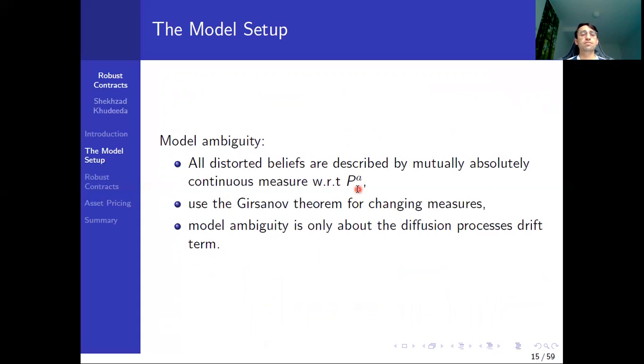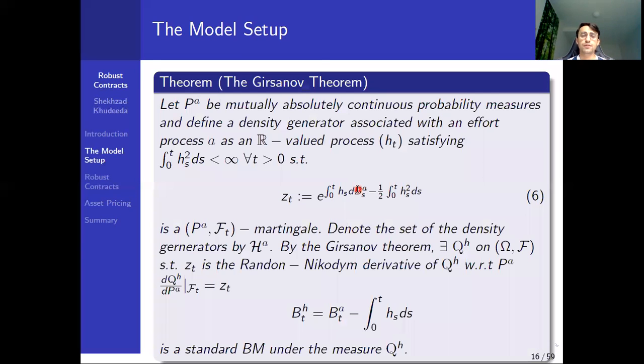So now we will define the model ambiguity. All distorted beliefs are described by measures absolutely continuous with respect to the probability measure P^A. Then we can now safely use the Girsanov theorem for changing measure, and the ambiguity in this case is only about the drift of the diffusion process.